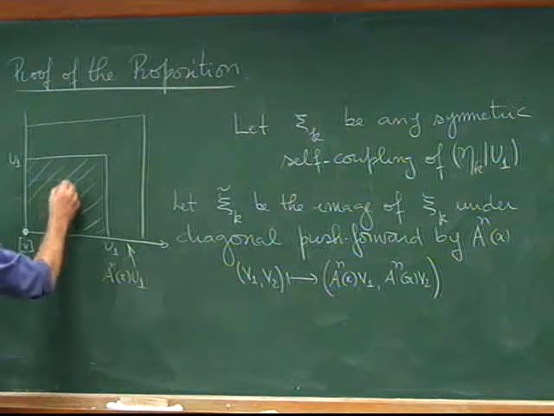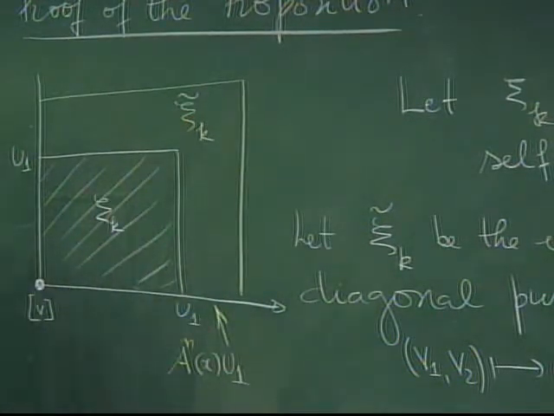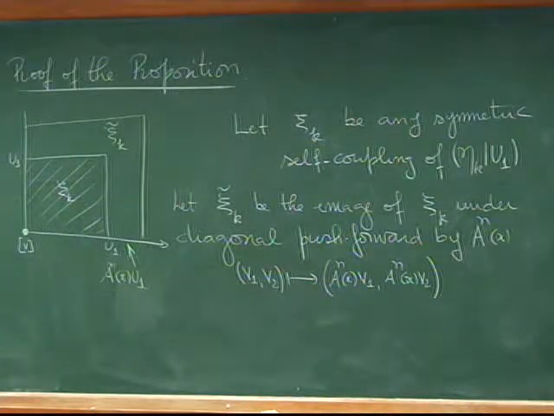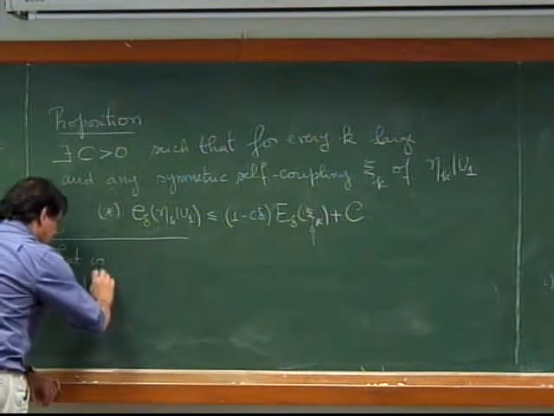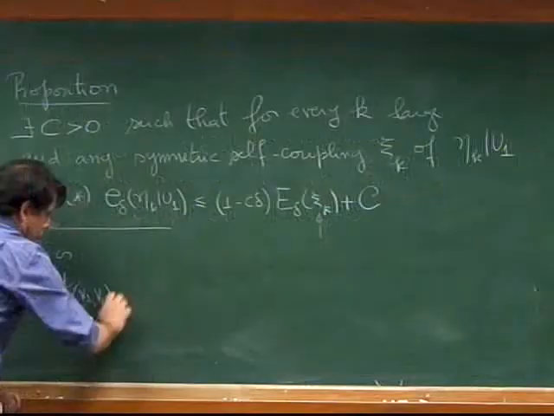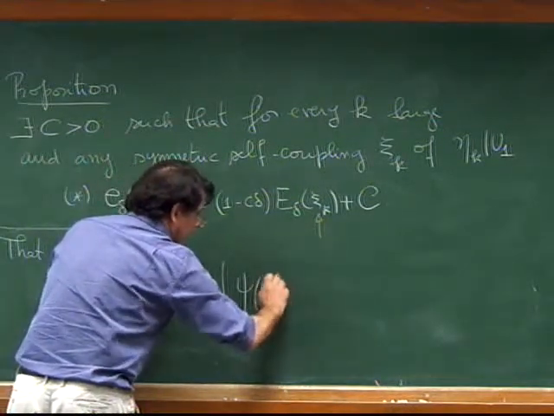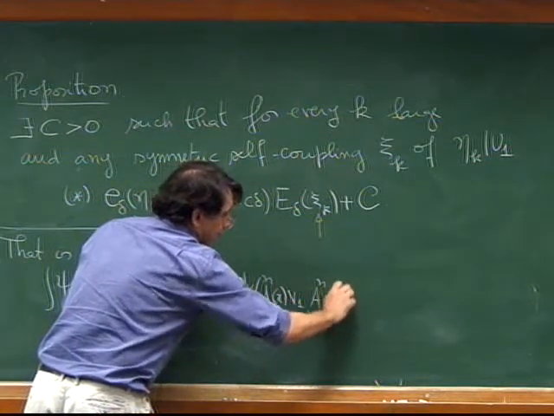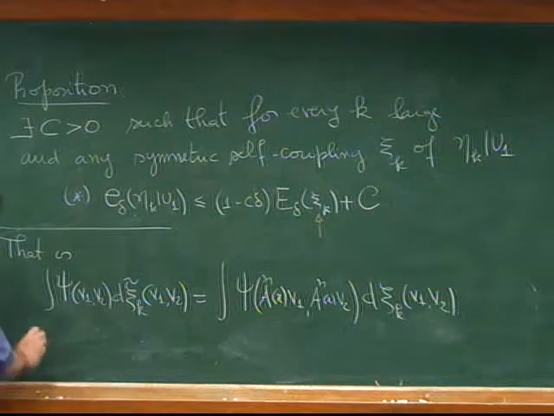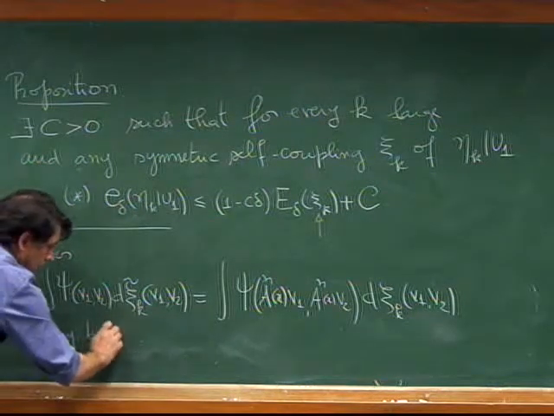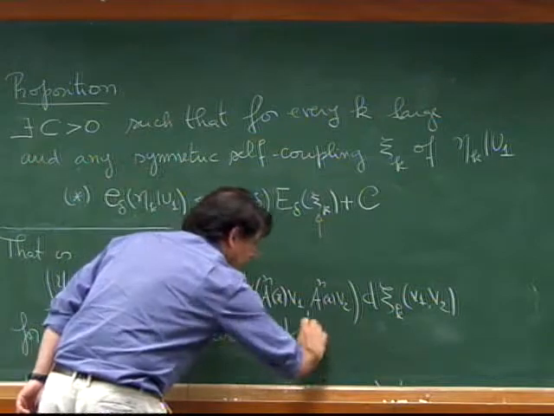The measure CK is here, and when I do the push forward, I get a measure CK twiddle that is here. Okay, formally, to say that CK twiddle is the image is to say that the integral of a function C of V1, V2 with respect to CK twiddle is equal to the integral of C of ANX V1, ANX V2 with respect to the original measure CK, for any bounded measurable function C from, say, P times P to R.